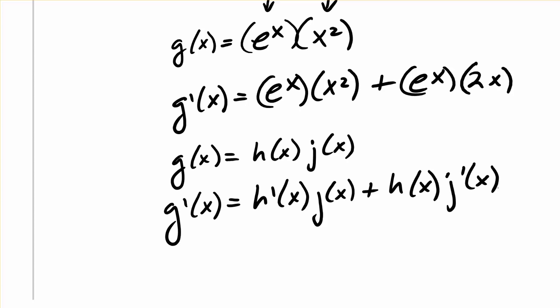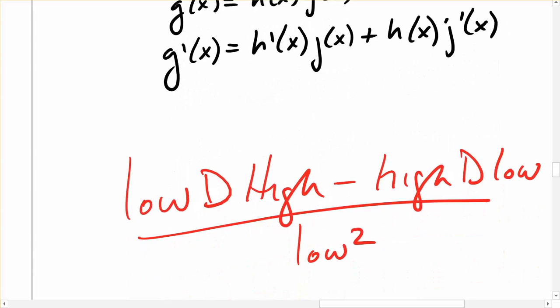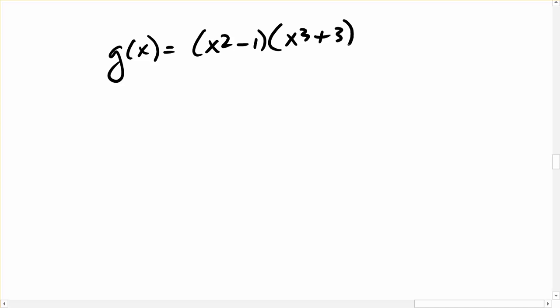This is super, super helpful because it means we can sometimes, A, do derivatives we couldn't do before, but also not have to multiply some stuff out, which is huge. So for example, let's say I gave you g of x is equal to x squared minus 1 times x cubed plus 3. Before, if I gave you that, what would you have to do first to do the derivative? You'd have to multiply it all out. Well, how many functions do you see multiplied together? 2. I see this function, and I see this function.